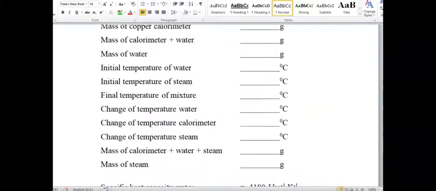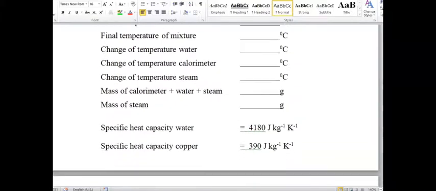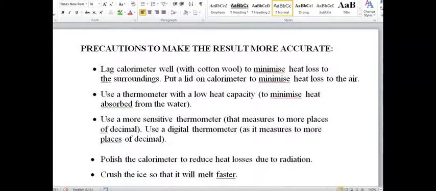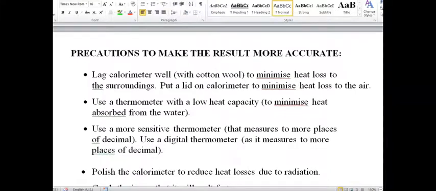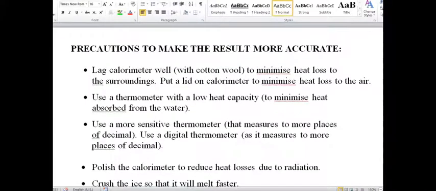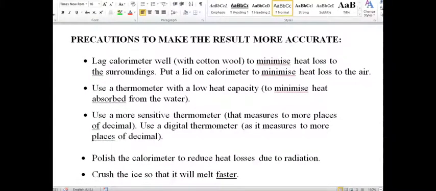Now, as in all these heat experiments, there are some precautions you can take to make the final result more accurate. These are very, very important to remember. They are so common that students tend to get sick of them, but they're very important to go through and memorize. Obviously, we prevent heat loss to the surroundings by lagging the calorimeter, and always give a named insulator that you can put around the calorimeter, like cotton wool or polystyrene foam.